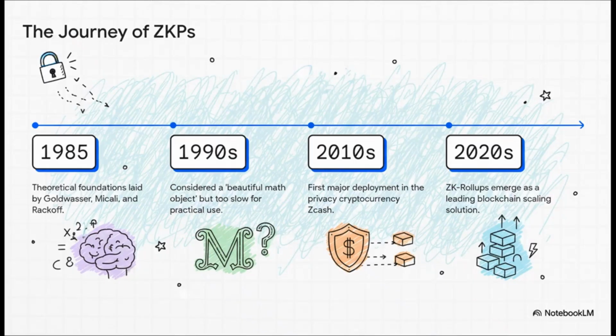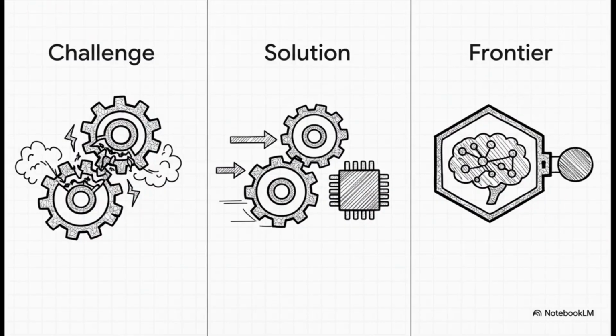And it's amazing to think about how far this technology has come. It all started back in 1985 with a groundbreaking academic paper. For years, though, it was seen as just a theoretical curiosity, a really elegant piece of math, but way too slow and inefficient for any practical use. It really wasn't until the 2010s, with cryptographic breakthroughs and the launch of the privacy-focused cryptocurrency Zcash, that people saw it could actually work. And now, here in the 2020s, ZKPs are becoming an absolutely essential technology for scaling the world's biggest blockchains.